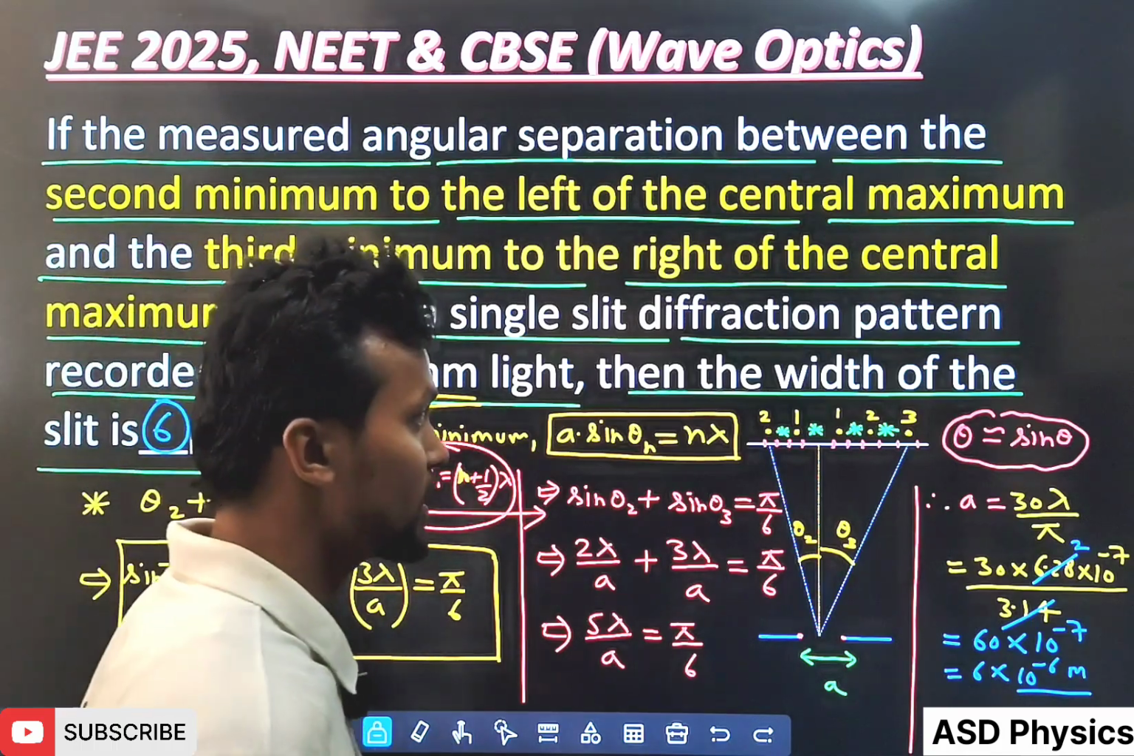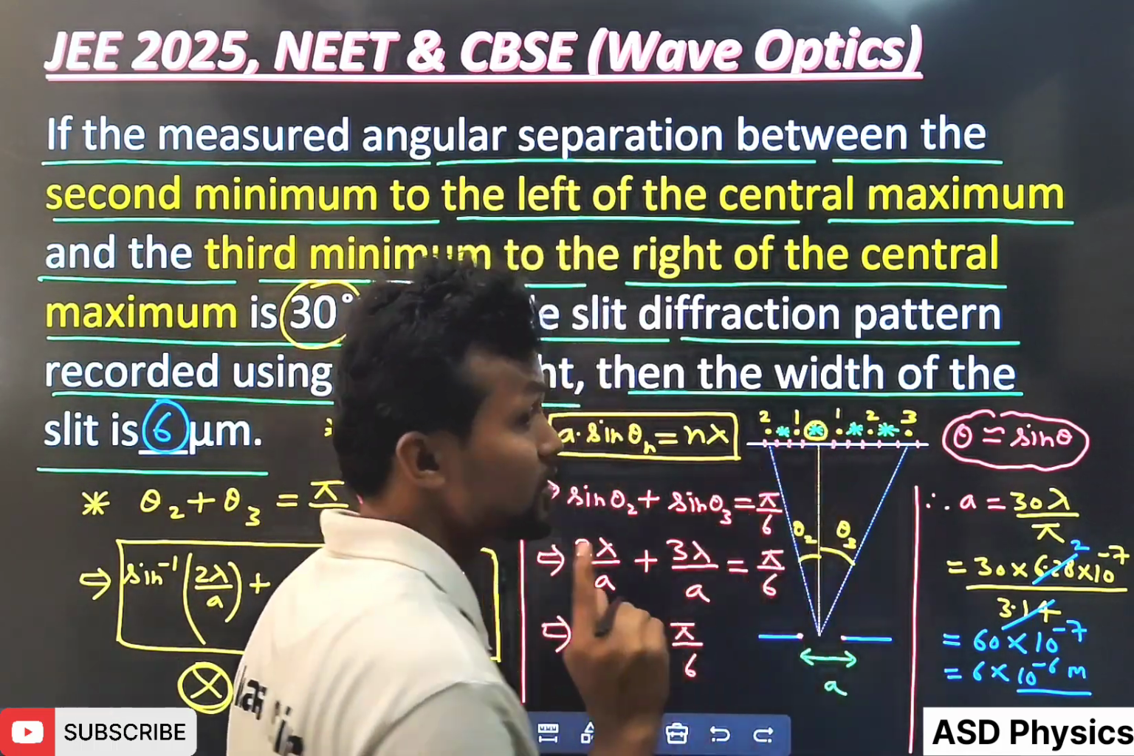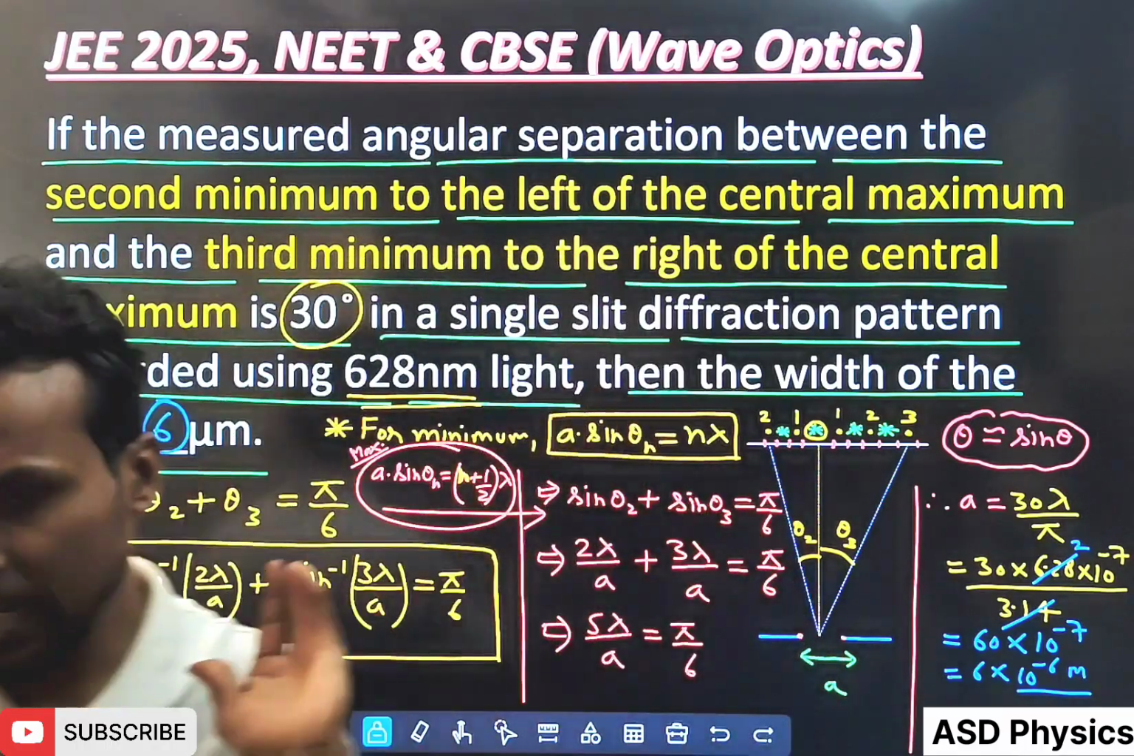And remember one more thing, the width of the central maxima is always twice that of the other maxima. And here you can see it in the diagram also. Kindly see here very well.